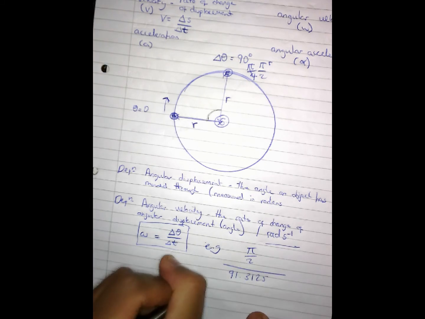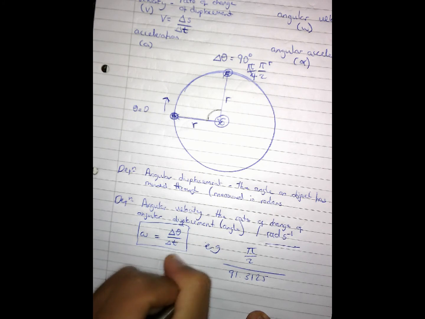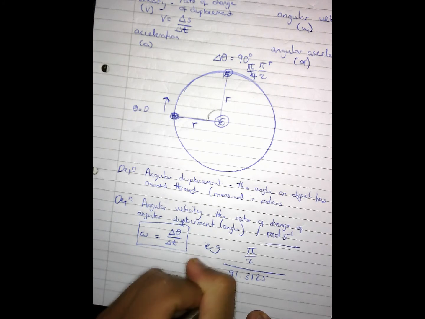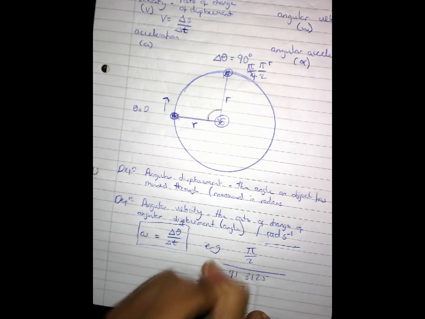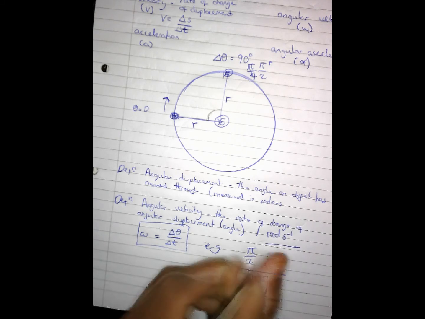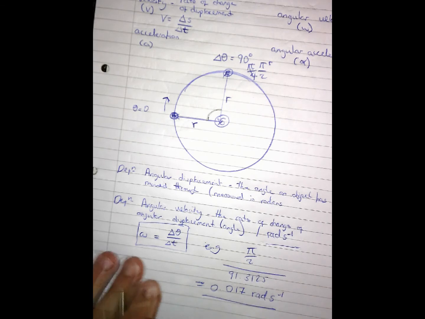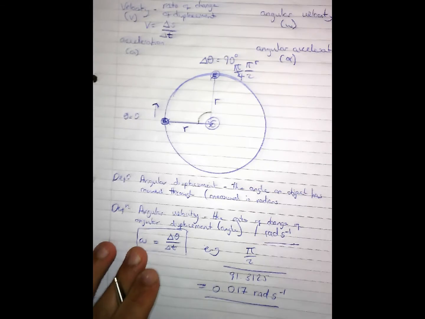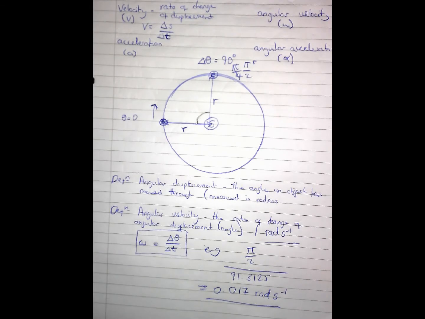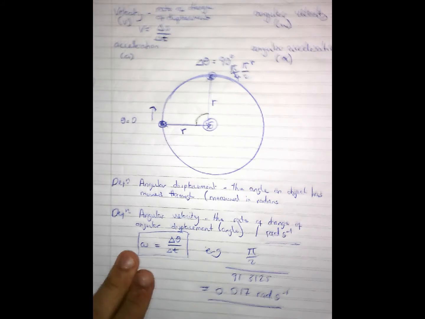You then can put that into your calculator and you can get the angular velocity of the Earth. That gives you, I'm going to just give it to two significant figures, 0.017 radians per second. Part of your practice today will be these questions, so these aren't the only examples we're going to look at. So we've got our definition of angular displacement, and we've got our definition of angular velocity.